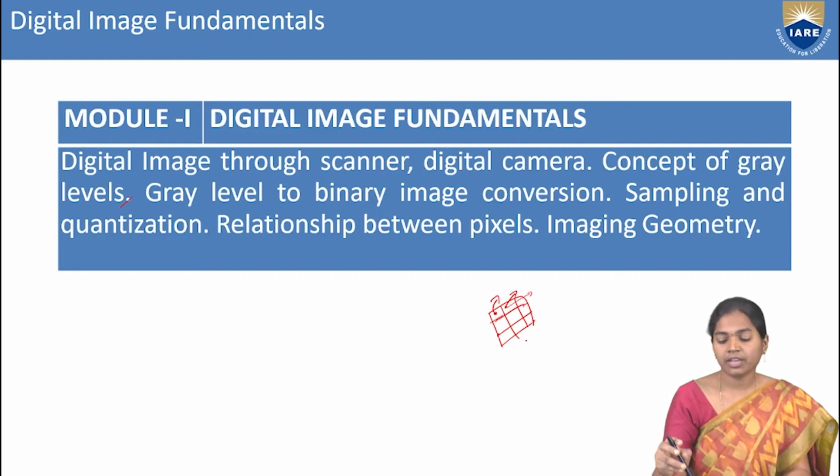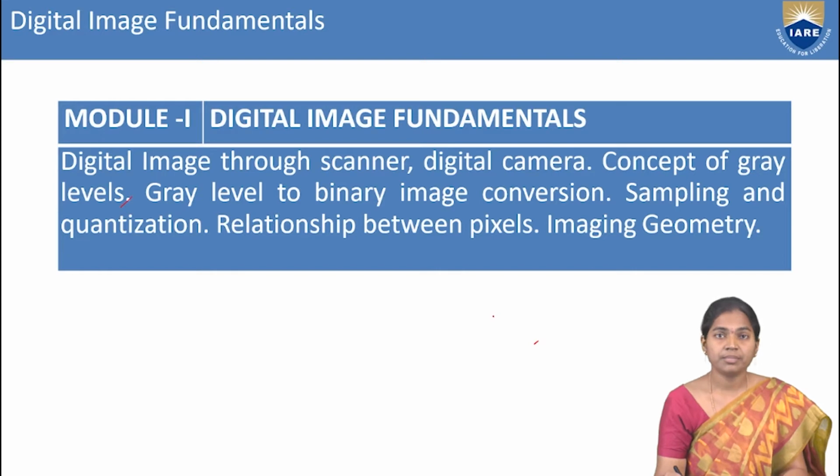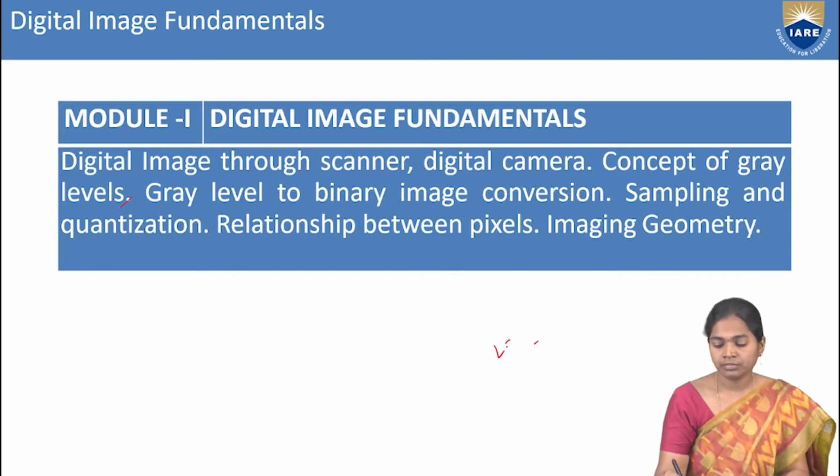The gray level values we represent from 0 to L minus 1, where L is the number of gray levels. 0 is the minimum gray level value and L minus 1 is the maximum gray level value. Here L equals 2 power k, where k is the number of bits we are using in each pixel.